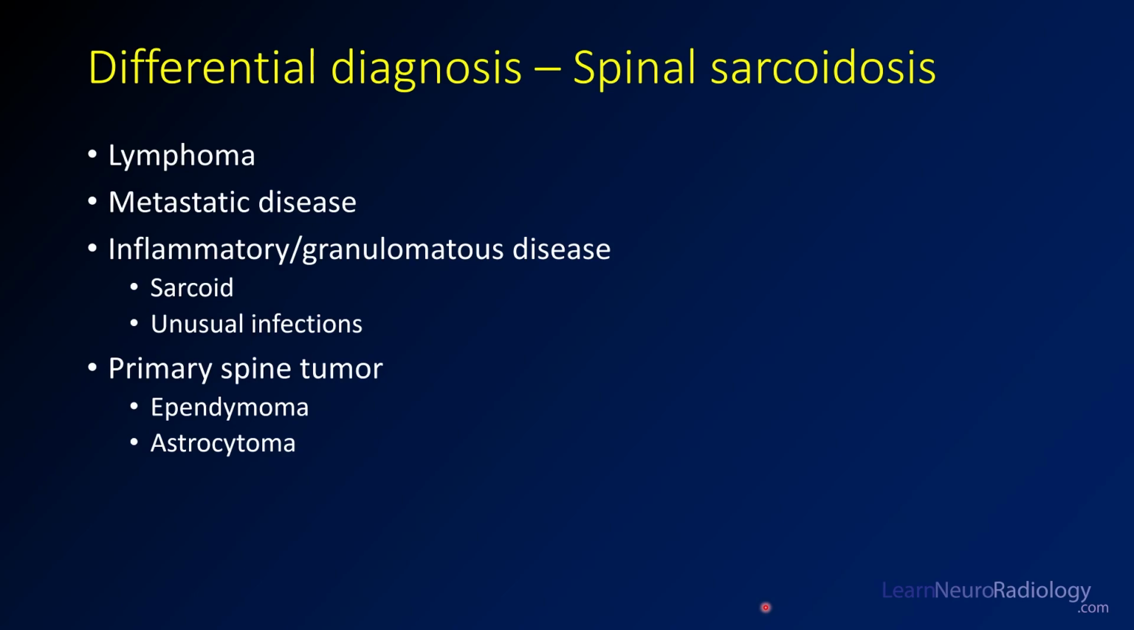In summary, when you're looking at spinal sarcoid, you need to think about a differential. The primary differential is lymphoma, metastatic disease, other inflammatory diseases such as unusual infections. You can have primary spine tumors, and this is a common mimic where you see something that looks like an ependymoma, particularly if you have central enhancement. That could be an ependymoma or an astrocytoma.